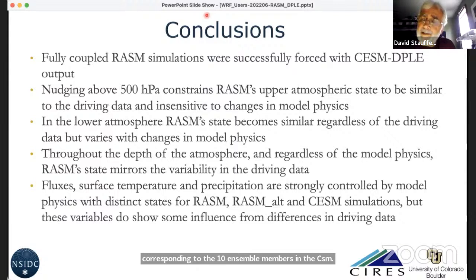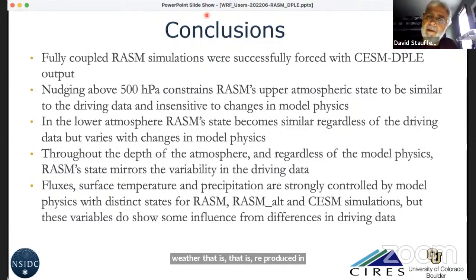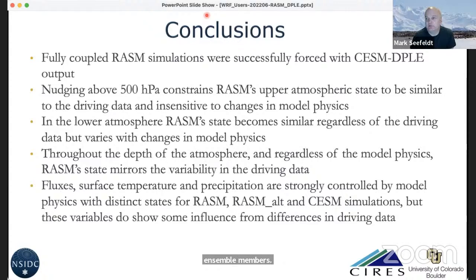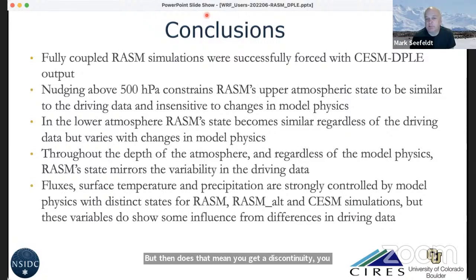Okay, so if you nudged an ensemble to the same thing, then you would reduce the spread. So you're not reducing the spread because you're actually nudging to different ensemble members above 500 millibars. Correct. Because we were trying to capture the different weather that is produced in the different ensemble members. Just wonder why you chose 500 millibars. That's roughly the top half of the atmosphere. Right, but does that mean you get a discontinuity at 500? No, because we're using the ramping in the WRF nudging.